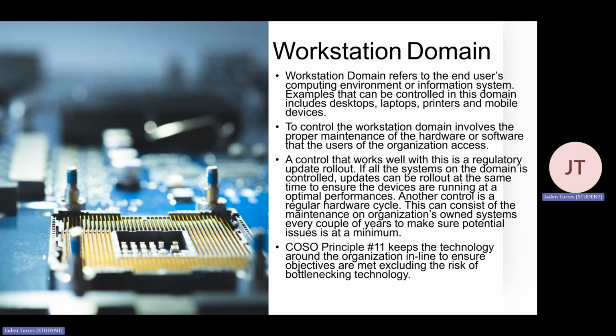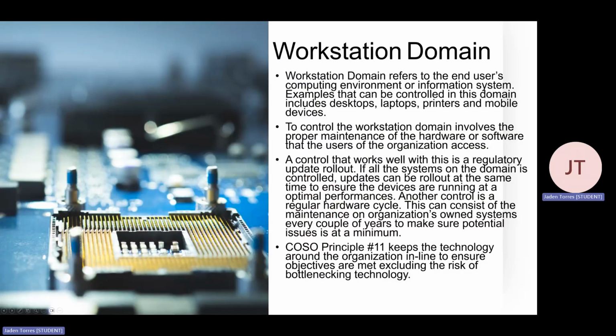A COSO principle that relates to this workstation domain is principle number 11. That is located under the control activities pillar, and that states the company establishes control activities over technology in line with the company's objectives. Basically, this works well with the workstation domain because it keeps the technology around the organization in line to observe objectives are met, excluding the risk of bottlenecking technology.